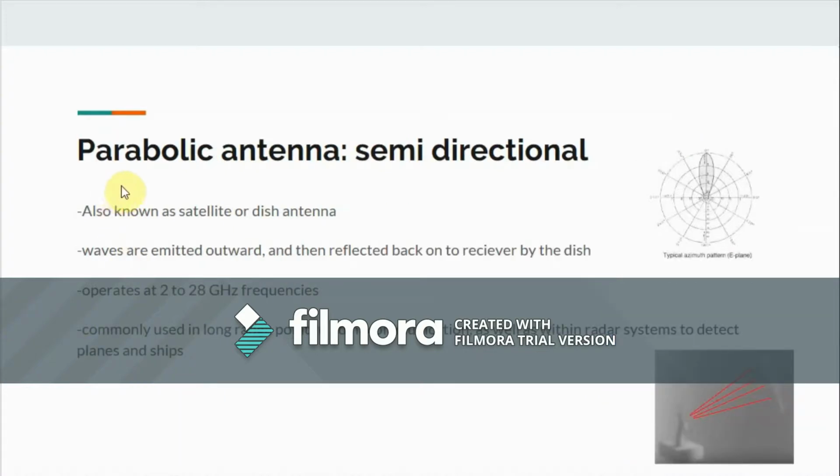Up next is the parabolic antenna, which is semi-directional, also known as the satellite dish or dish antenna. In this antenna, the waves are emitted outward from a diode in a specific direction, but then branch out, and receiving signals are reflected from the dish back onto the dipole. It usually operates at 2 to 28 GHz and is commonly used for long-range point-to-point communication, as well as within radar systems, as shown in the bottom right, to detect planes and ships.